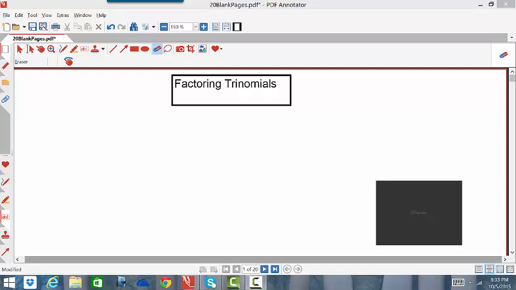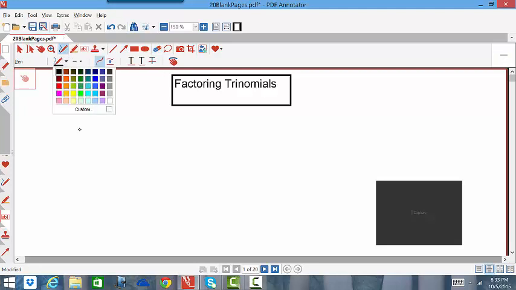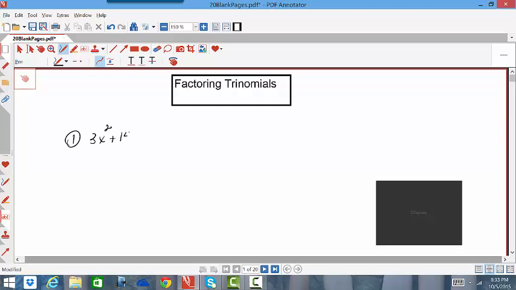Hello students, this recording is on factoring trinomials, and I have a little bit of a unique method in factoring trinomials, different from maybe something you've seen in textbooks. So let's start with a trinomial. Let's use the trinomial 3x squared plus 14x plus 8.